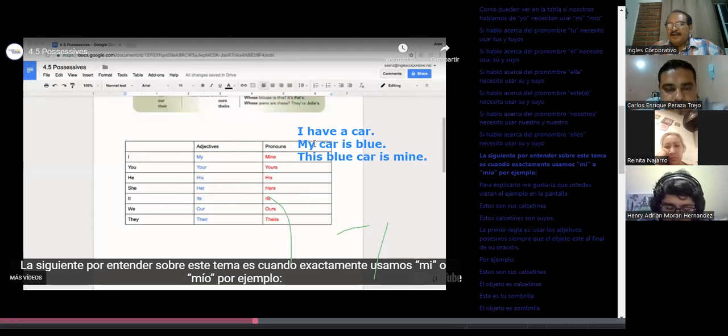Aquí puede ser my car, my brother, my sister, my mother, my friend, my book, my cat, lo que quiera que sea de ustedes, ¿ok? Y luego, acá podemos poner color o cualquier otra cosa. This blue car is mine, ¿ok? Este carro azul es mío. This telephone is mine. O sea, el adjetivo siempre va a ir antes del sustantivo, o del objeto de que se esté hablando.